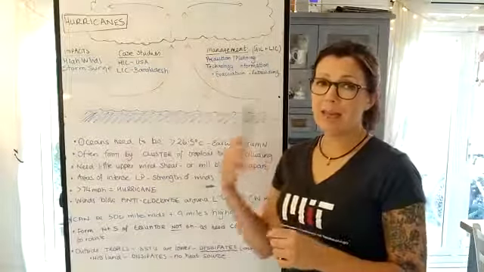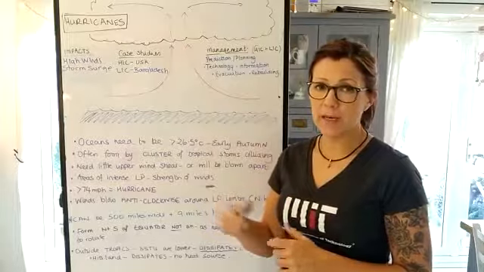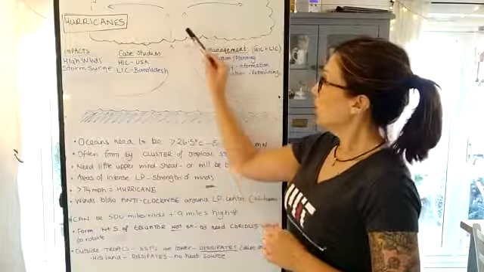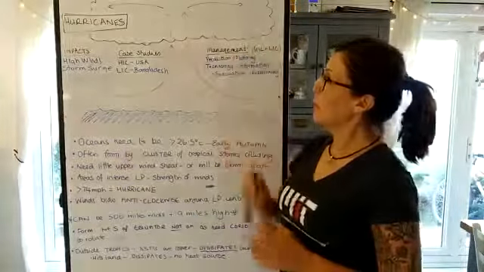Winds always blow in an anti-clockwise direction, and we get that spinning, and we'll look at that spinning in a minute. So we've got the hot air rising, cooling, condensing, forming clouds.